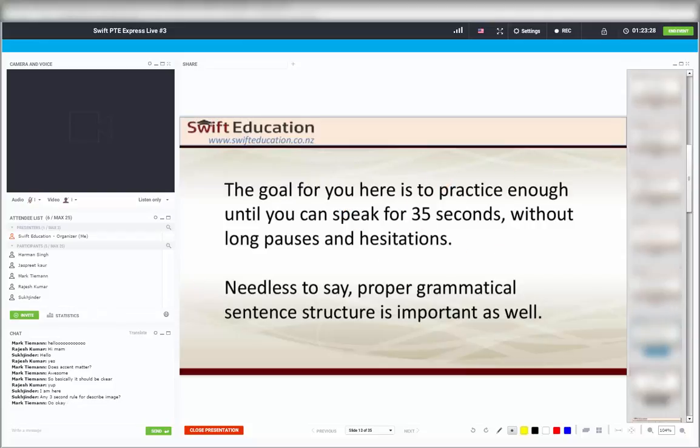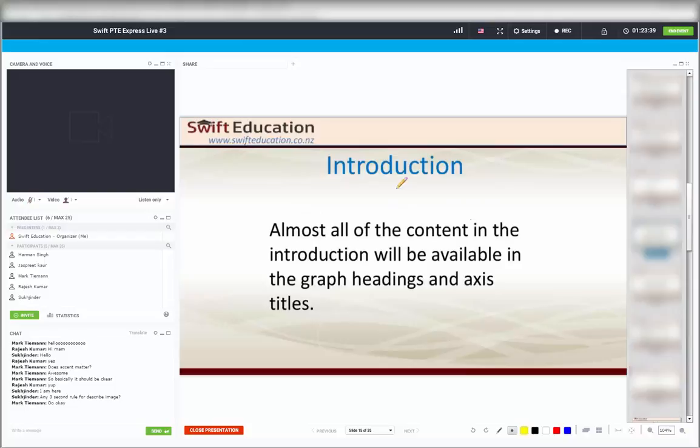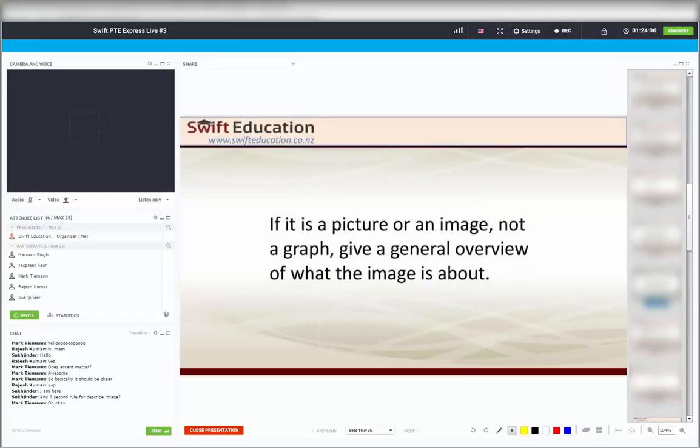And the goal for you here is to practice enough until you can speak for 35. I already explained that. And okay, so the structure of the describe image is you go by introduction, body and conclusion. You need to understand what the introduction is all about. So introduction is going to be relatively easier than the main body part. Why I'm saying it's easy is because whatever is mentioned in the image, almost all of the content in the introduction will be available in the graph. So the heading of the graph, the axis, titles and everything, you can include as an introduction.